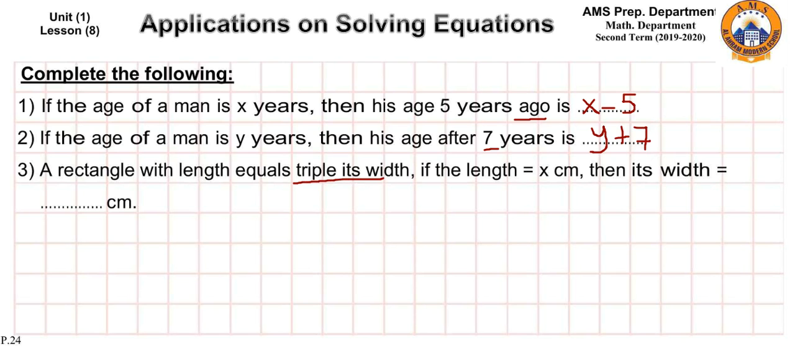Okay, this is a rectangle with length equals triple its width. If the length equals x, then its width equals, so we will write that the length equals triple, it means 3 times the width. Length equals x, so the width will be x over 3.